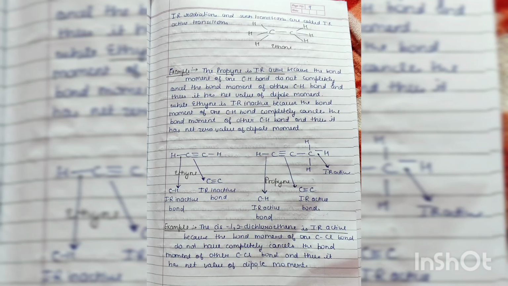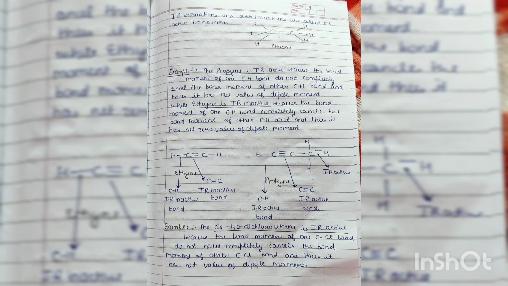Next example, propane is IR active because the bond moment of one CH bond does not completely cancel the bond moment of the other CH bond and thus it has net value of dipole moment, while ethyne is IR inactive because the bond moment of one CH bond completely cancels the bond moment of the other CH bond and thus it has net zero value of dipole moment.